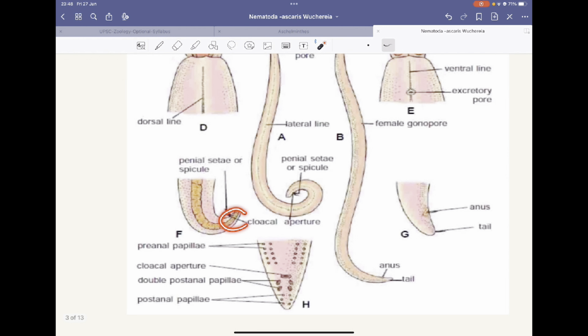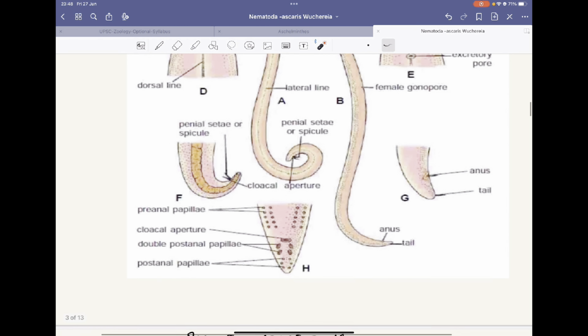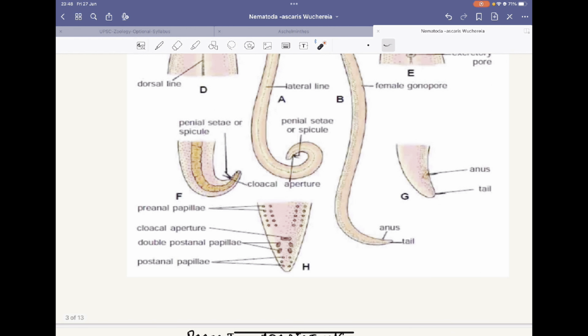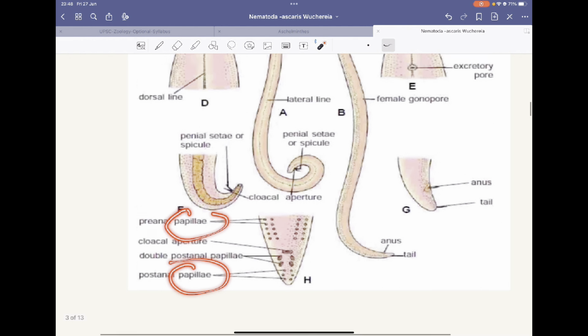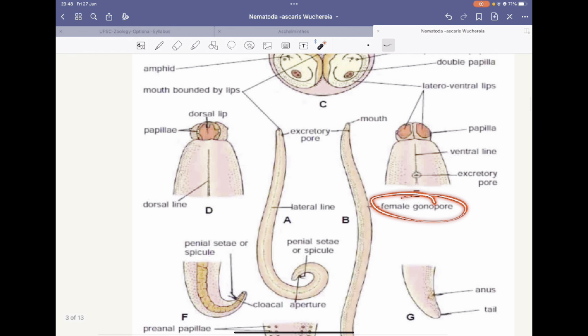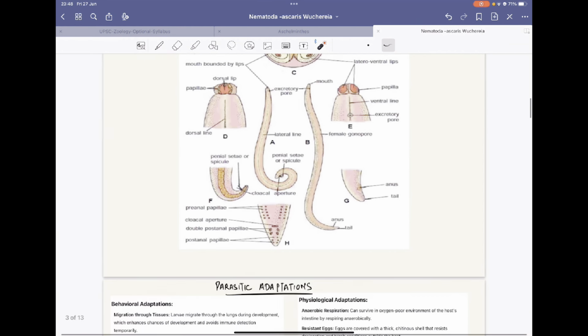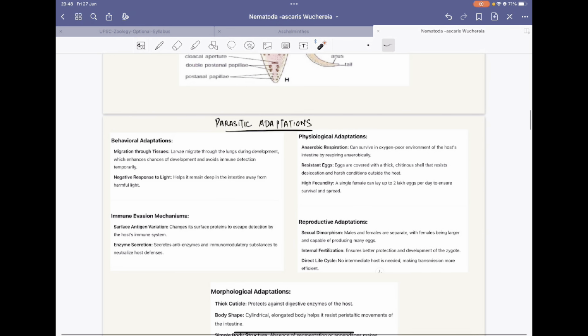At the posterior end, there is presence of cloaca in males. There is an anus and a proper tail in females, and posteriorly there are also some papillae present, and in females there is the female gonopore. So this is a close view of this structure.